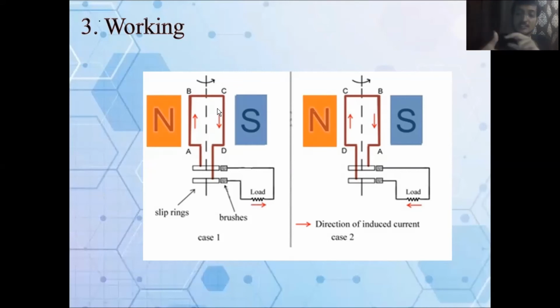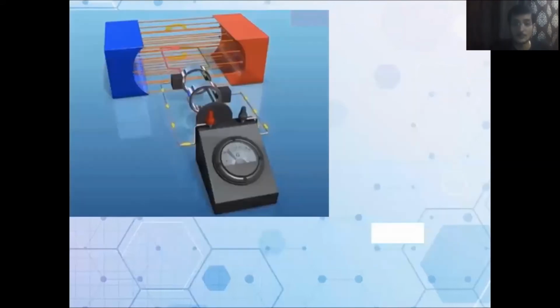We can find the direction at any point of time by applying Fleming's right hand rule. We just have to carefully align the first finger in the direction of the magnetic field, the second finger will show your current, and the thumb will show your force.